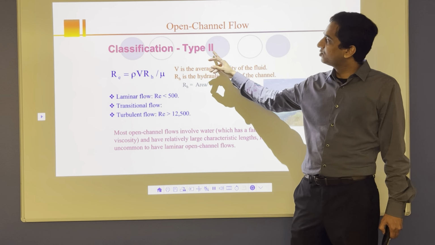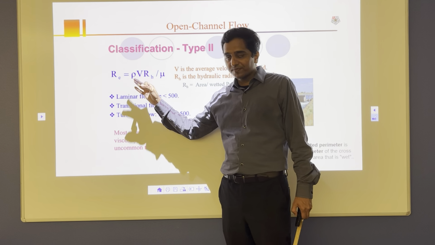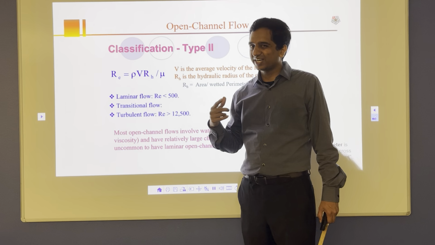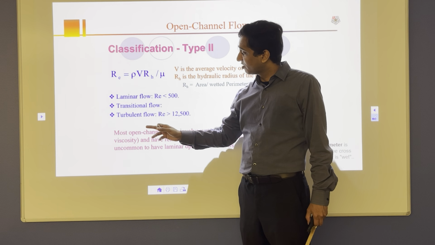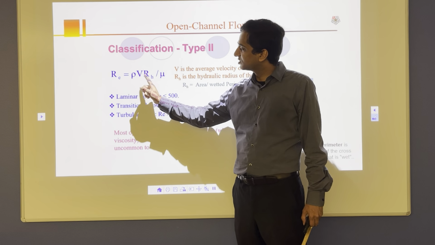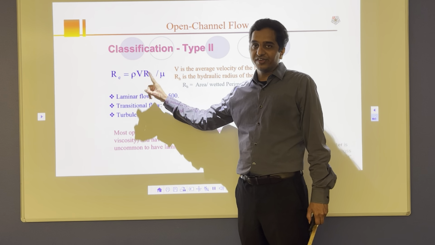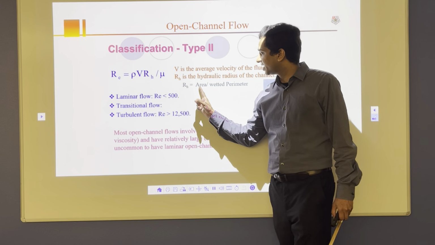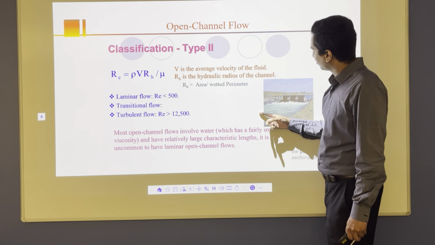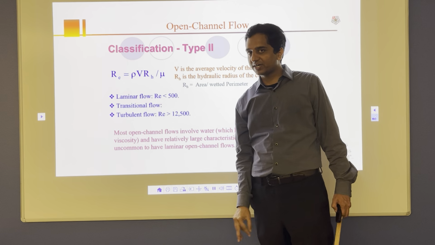Then type 2 classification is based on Reynolds number. In this case, for open channel flow, if Reynolds number is less than 500, call it a laminar flow. It's very rare. If Reynolds number is more than 12,500, call it a turbulent flow. That's your Reynolds number calculated by rho v R_h over mu. You have to calculate the hydraulic radius, which is given by area divided by wetted perimeter. Keep that in mind. So whatever the area of cross section of the wet part, that will be R_H. Once you have R_H, you can calculate Reynolds number.